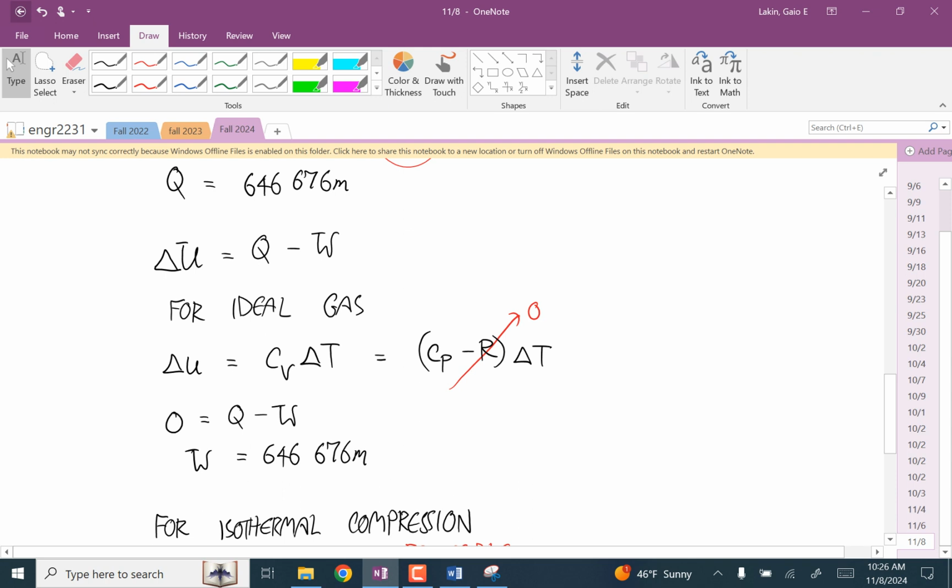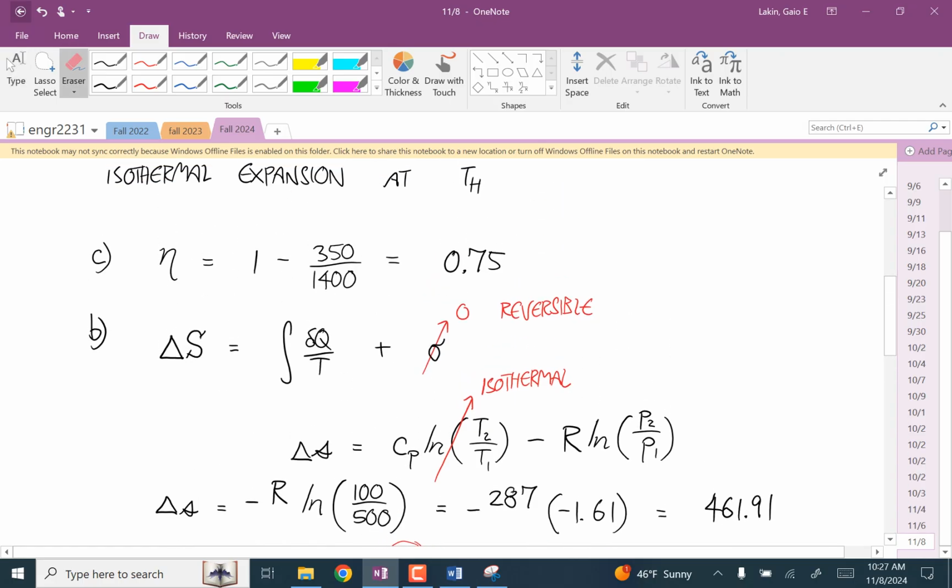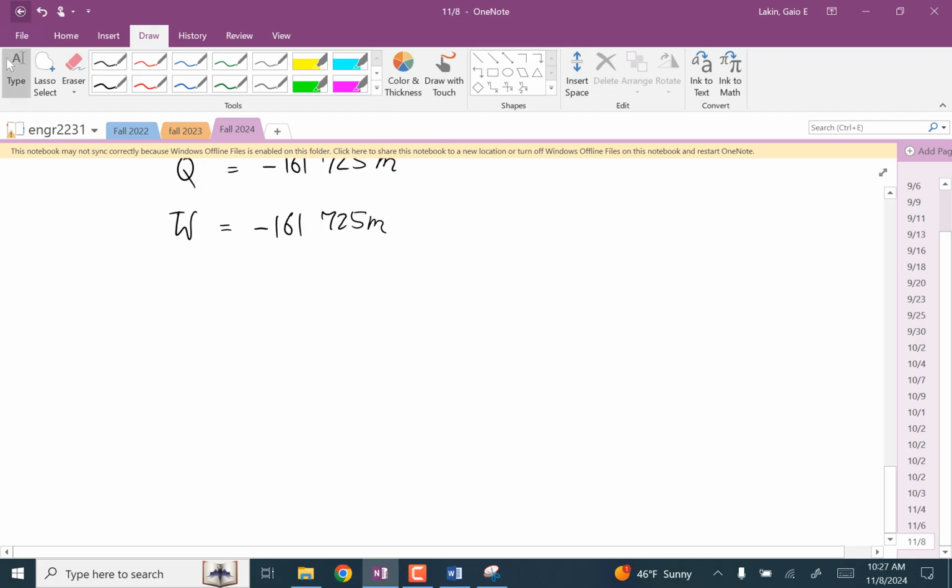For the quantity like P2 over P1 in the natural log, is that interchangeable with volume? If you have the volume instead of the natural log of P2 over P1, we have a different equation that works.